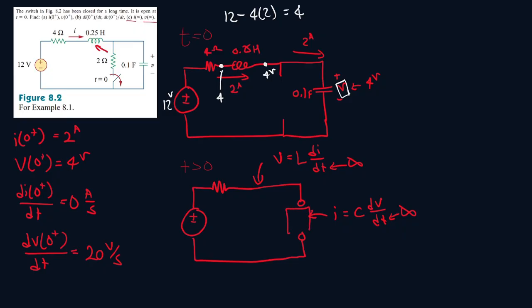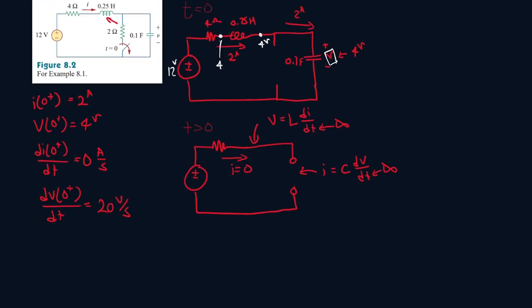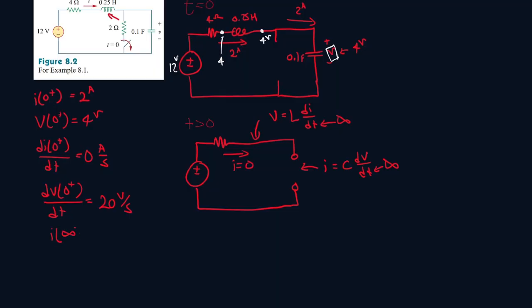So since this is an open wire, there's actually no current passing through it. So the current here is 0. So I of infinity will be 0. Okay? And since I is 0, that means this resistor is kind of useless. So we can just ignore that. And that means V, the voltage here, should be the same as the voltage here. So that means V of infinity is 12. Okay?